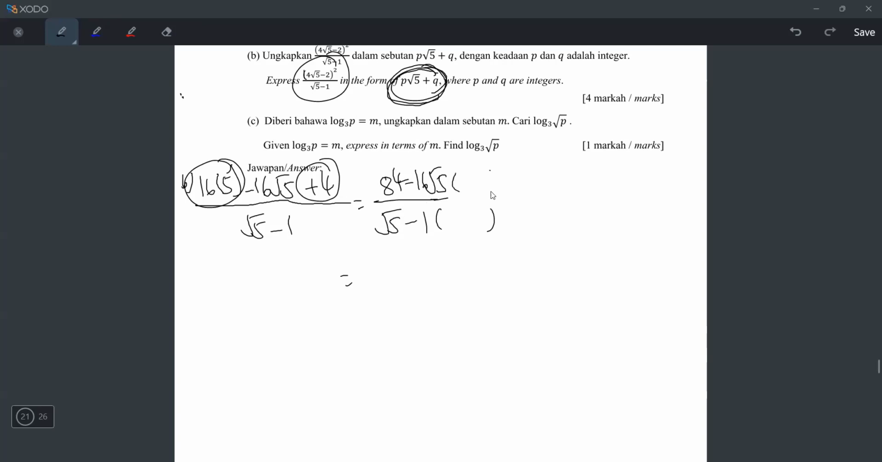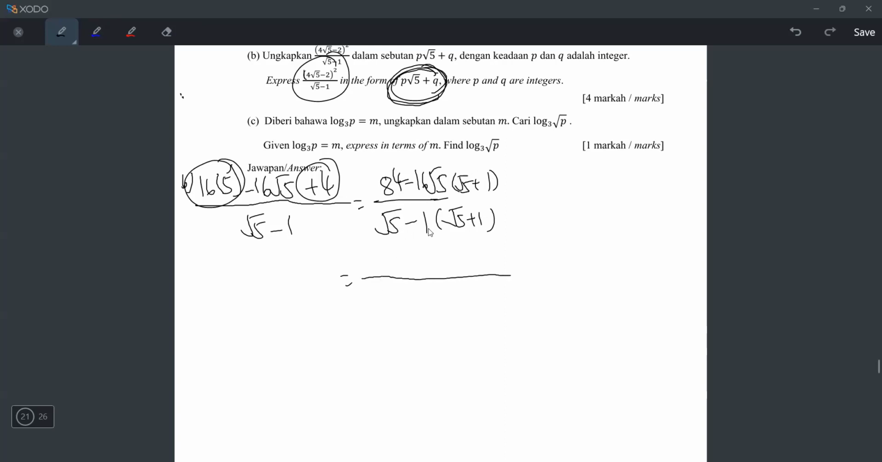It means what you will darab with square root 5 plus 1. Square root 5 plus 1. You can't just darab with square root 5. Some student thought, oh, you can just darab with square root 5. Hey, trust me, if you darab square root 5, the square root won't hilang at the bawah one. The only way to hilang is to darab with square root 5 plus 1, square root 5 plus 1.